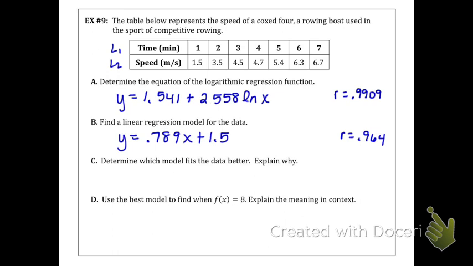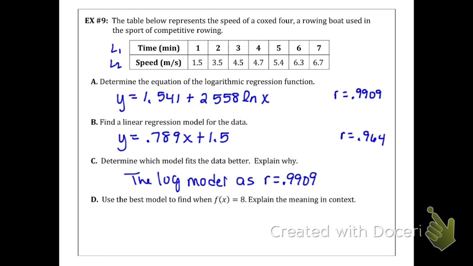Determine which model fits the data better and why. So the log model has a higher r value, so it's a better fit. So the log model is r equals 0.9909.